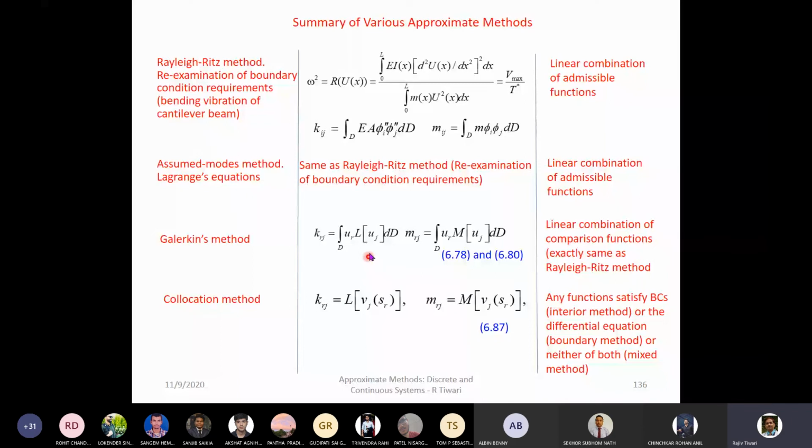Then the last one was the collocation method, in which the K is not involving any integration, which was there in the earlier methods. Just the differentiation and then the substitution of the chosen stations gives us the stiffness and mass coefficients. So this gives the overview of the various methods, because they look very similar with some little differences, and because we have the axial and bending cases, where the L operator and M operators are different, a lot of confusion takes place. So this will help you in understanding all the methods in 1-2 slides.